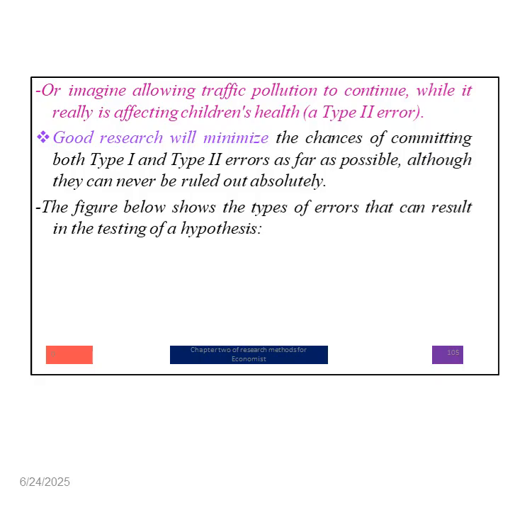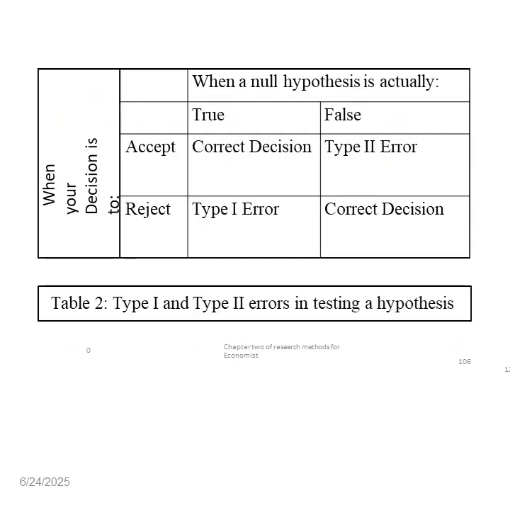Good research will minimize the chance of committing both type 1 and type 2 error as far as possible, although they can never be ruled out absolutely. The figure below shows the types of errors that can result in testing of hypothesis. Let us see again. When null hypothesis is actually true and false, when your decision is to accept and to reject. Let us see horizontal and vertical words first.